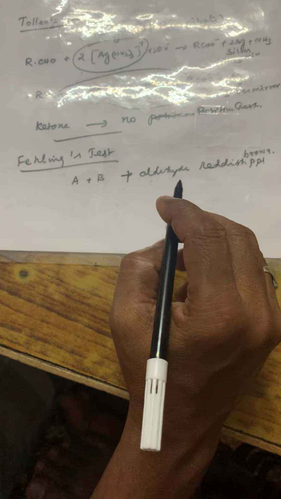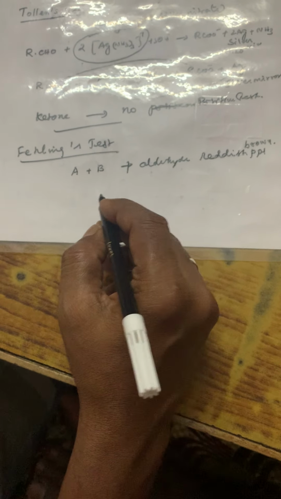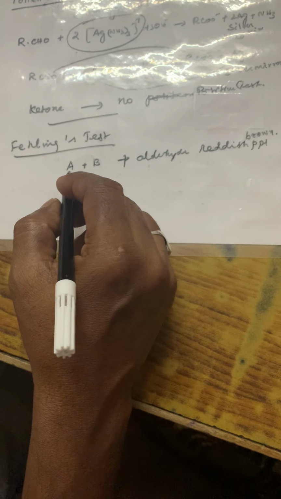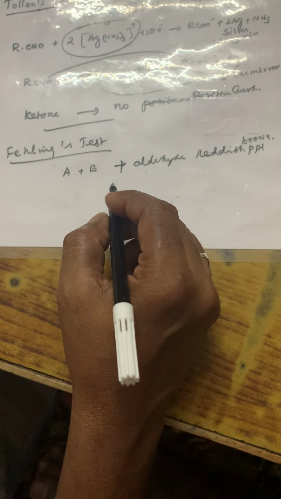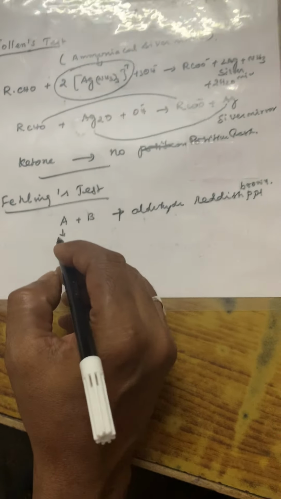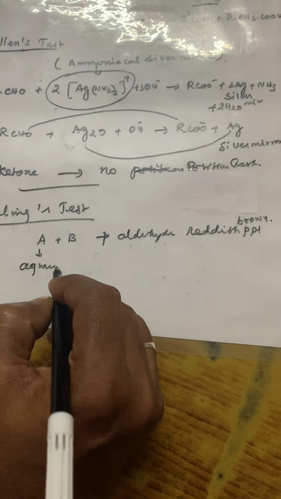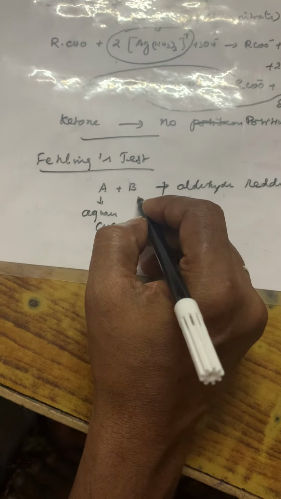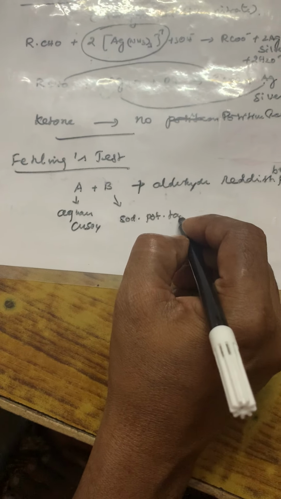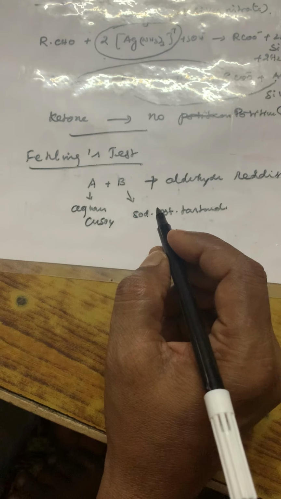This is the confirmatory test for aldehyde. Ketone does not give it because Tollens reagent and Fehling solution A and B are mild oxidizing agents. A means aqueous copper sulfate, and B means sodium potassium tartrate. This mixture is known as Fehling solution.